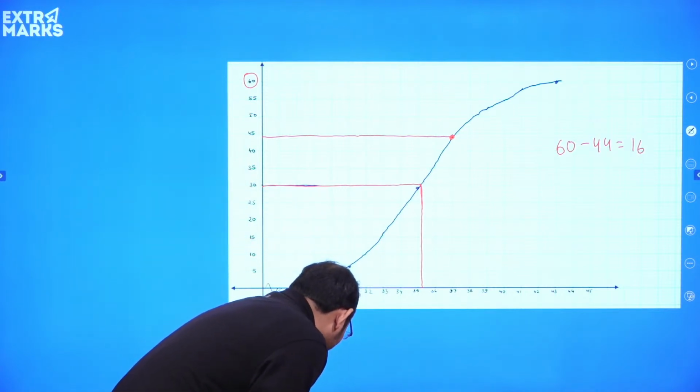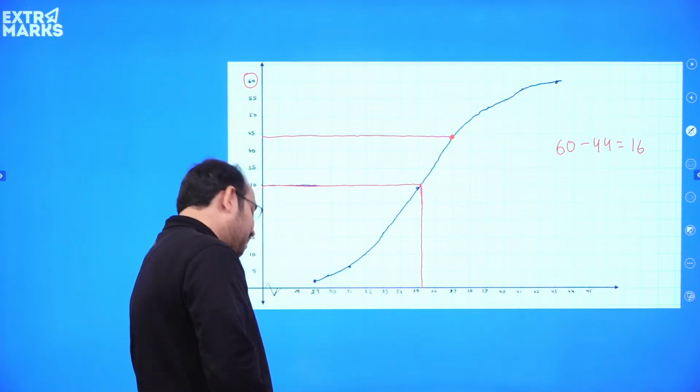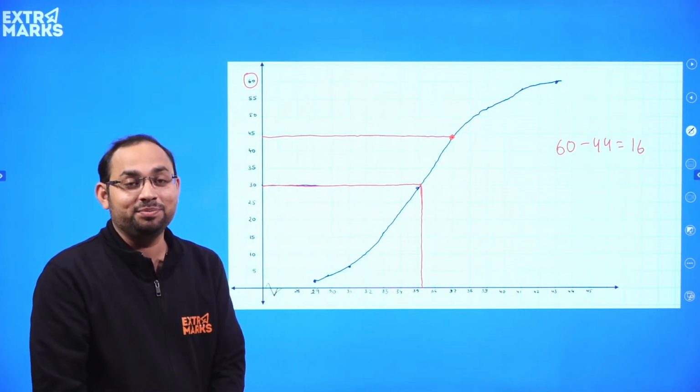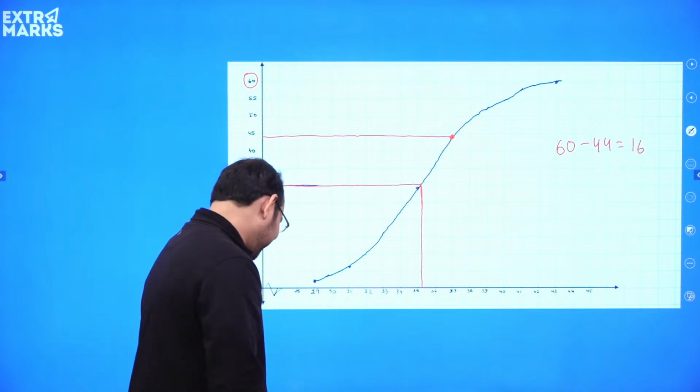So I am getting confused now whether it is n by 4. What is upper quartile? n by 4 or 3n by 4?